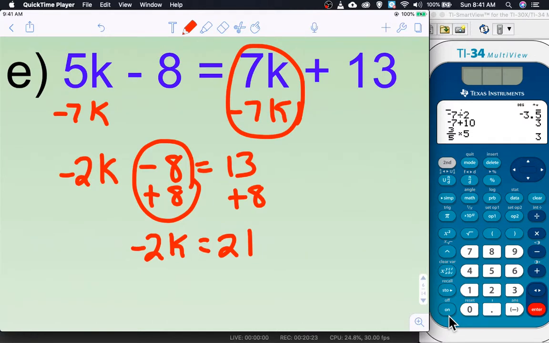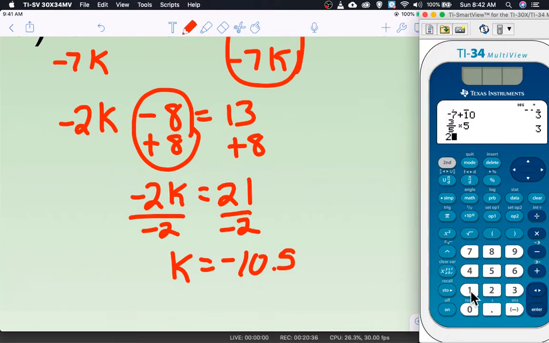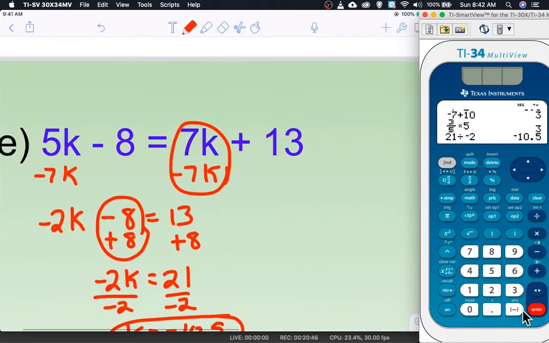And then finally, when we divide by -2 on both sides, we're going to get k equals -10.5, or the fraction -21 over 2. Let me double check it. Pretty sure I'm right, but I'd hate to make a dumb mistake, and I could check it. There we go. So k equals -10.5.